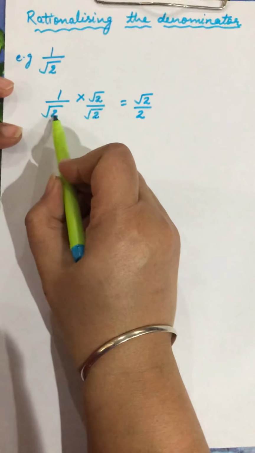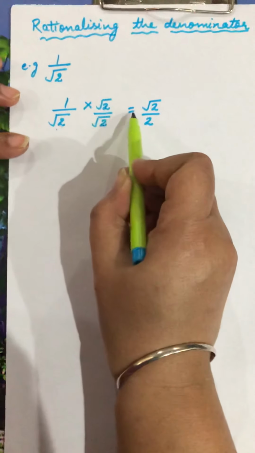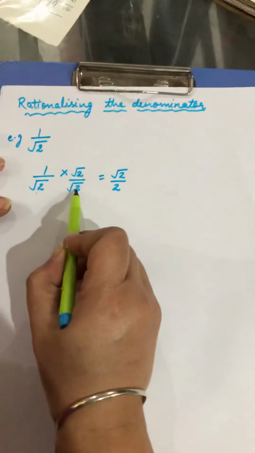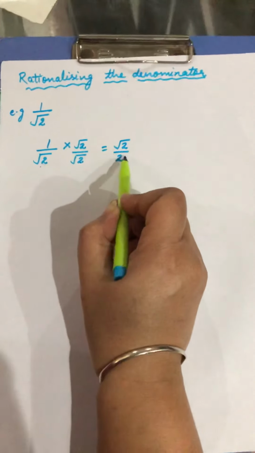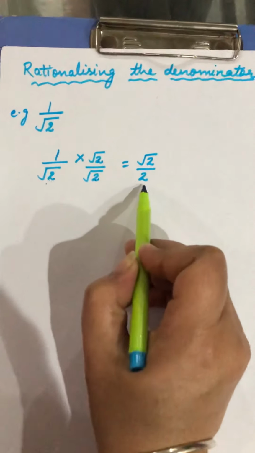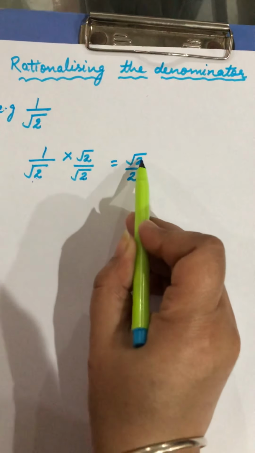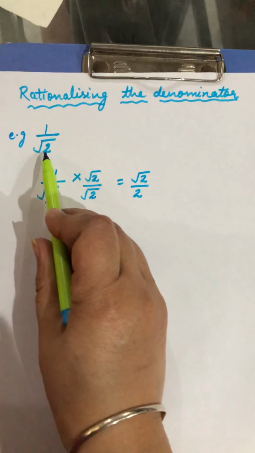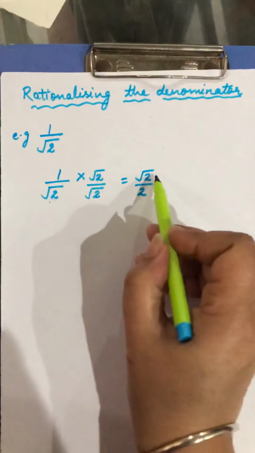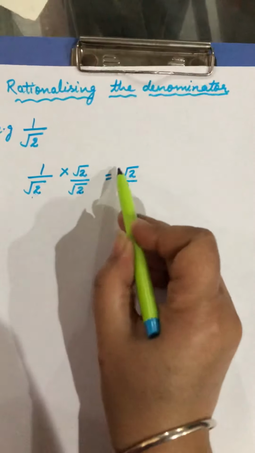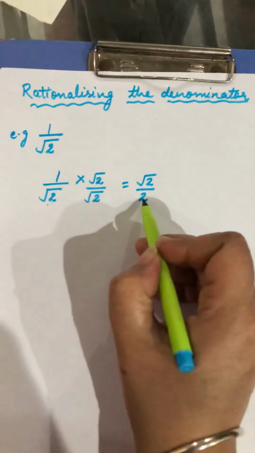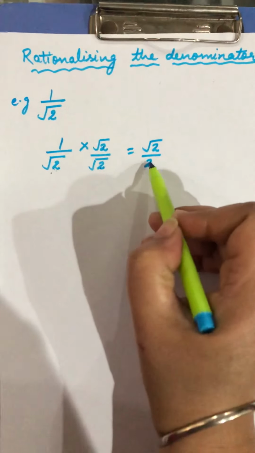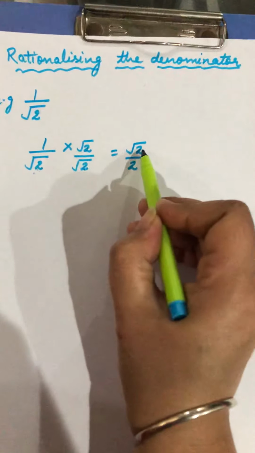See, 1 by root 2 into root 2 by root 2 makes root 2 into 1, which is root 2, by root 2 into root 2, which makes 2. So this is how the denominator is now in rational form. In this form, it is easy to locate 1 by root 2 on the number line. Root 2 by 2 means it is halfway between 0 and root 2.